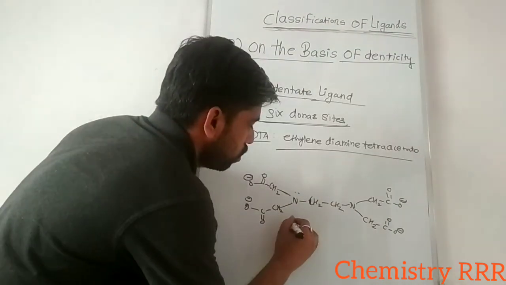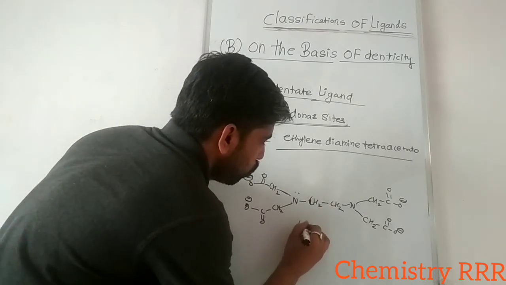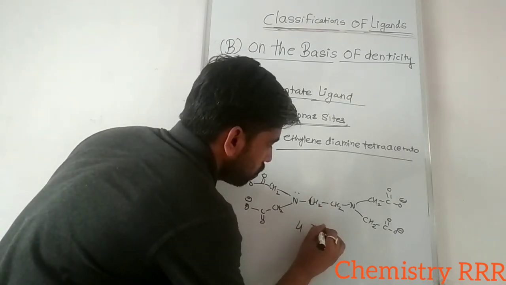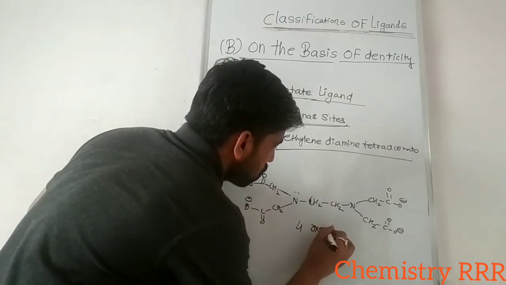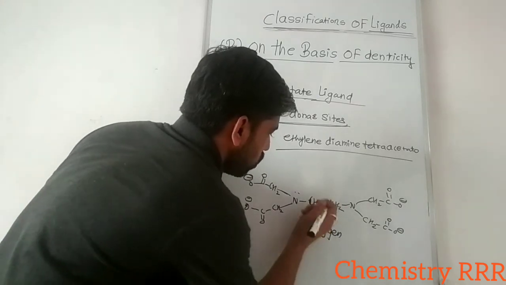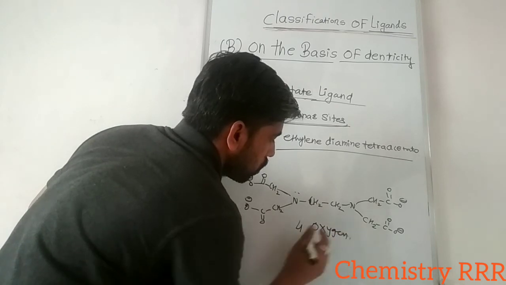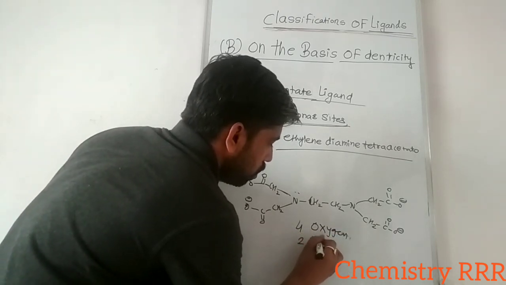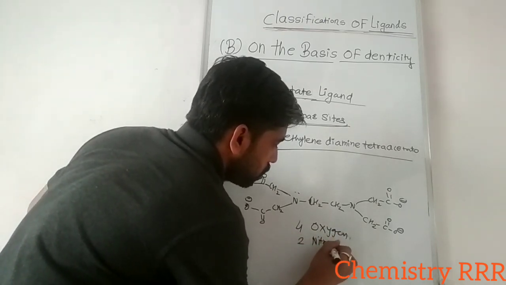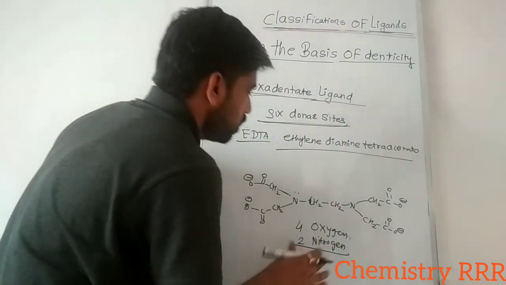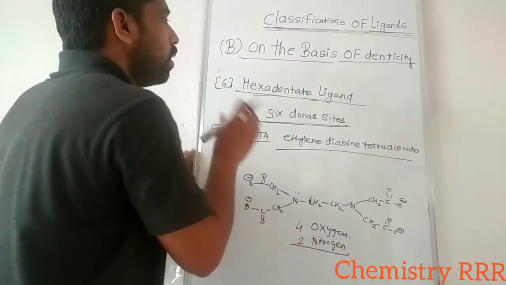We have 6 donor sites: 4 from oxygen and 2 from nitrogen. So it is an example of a hexadentate ligand.